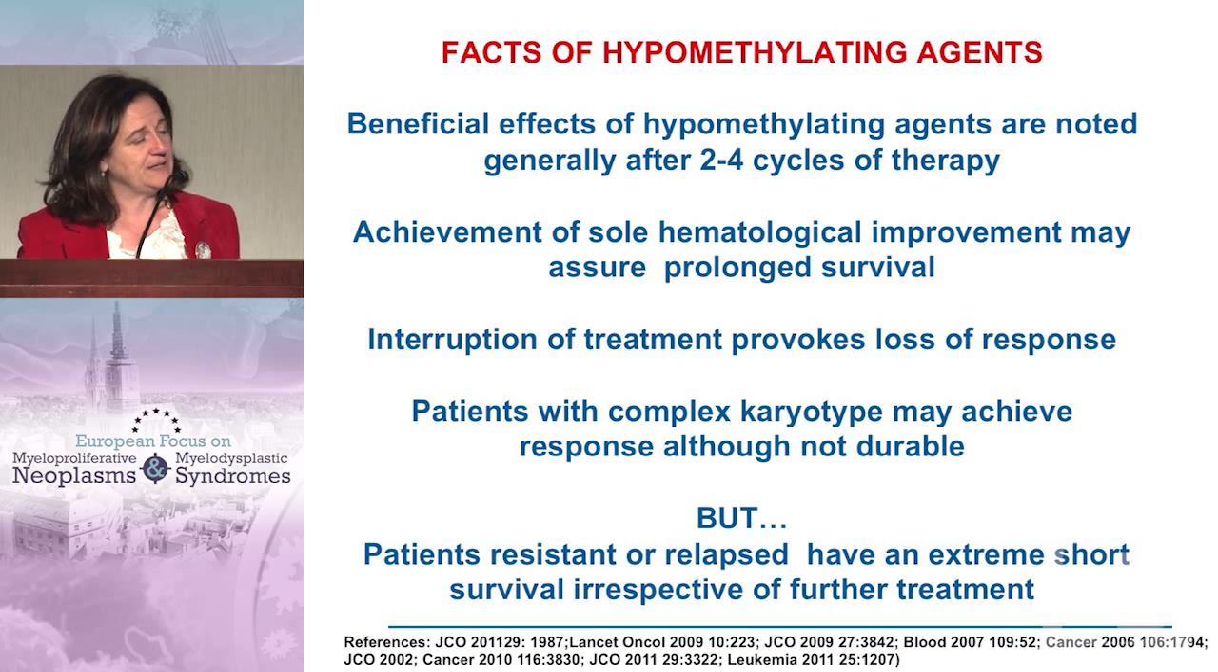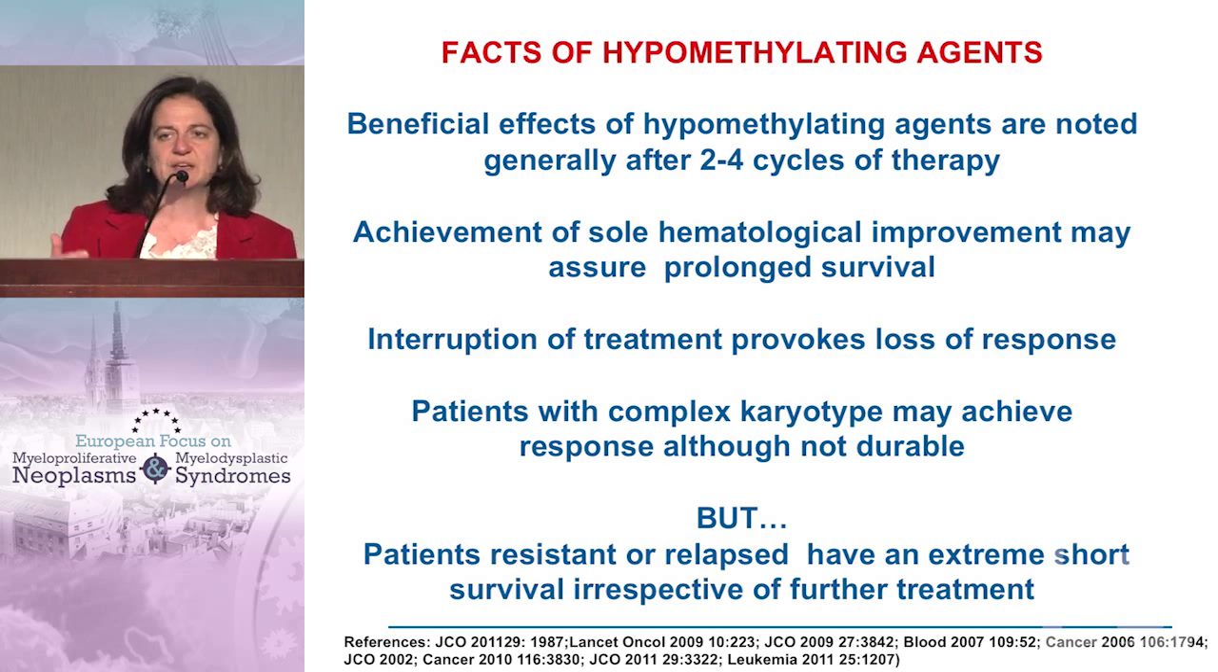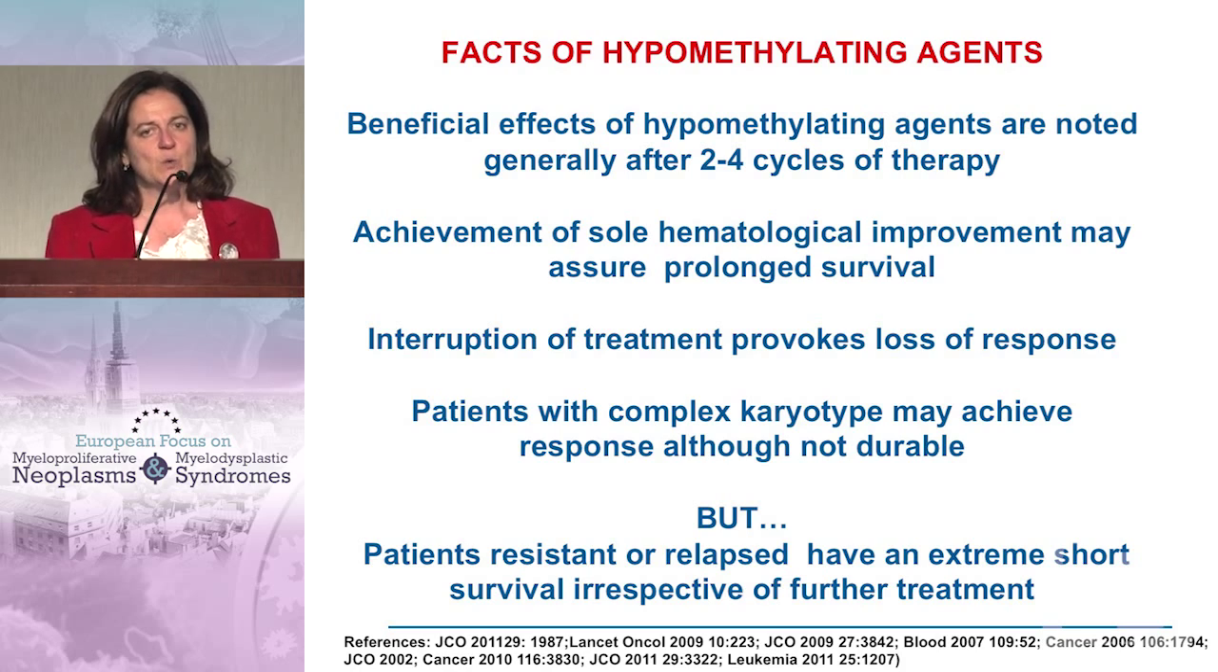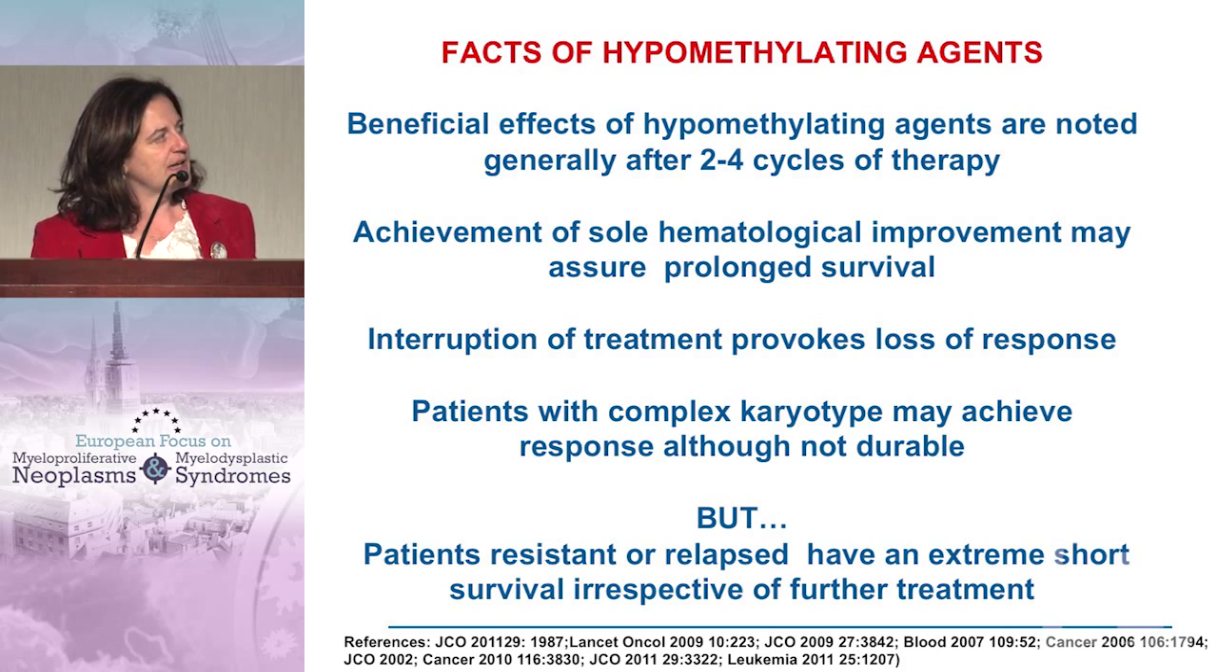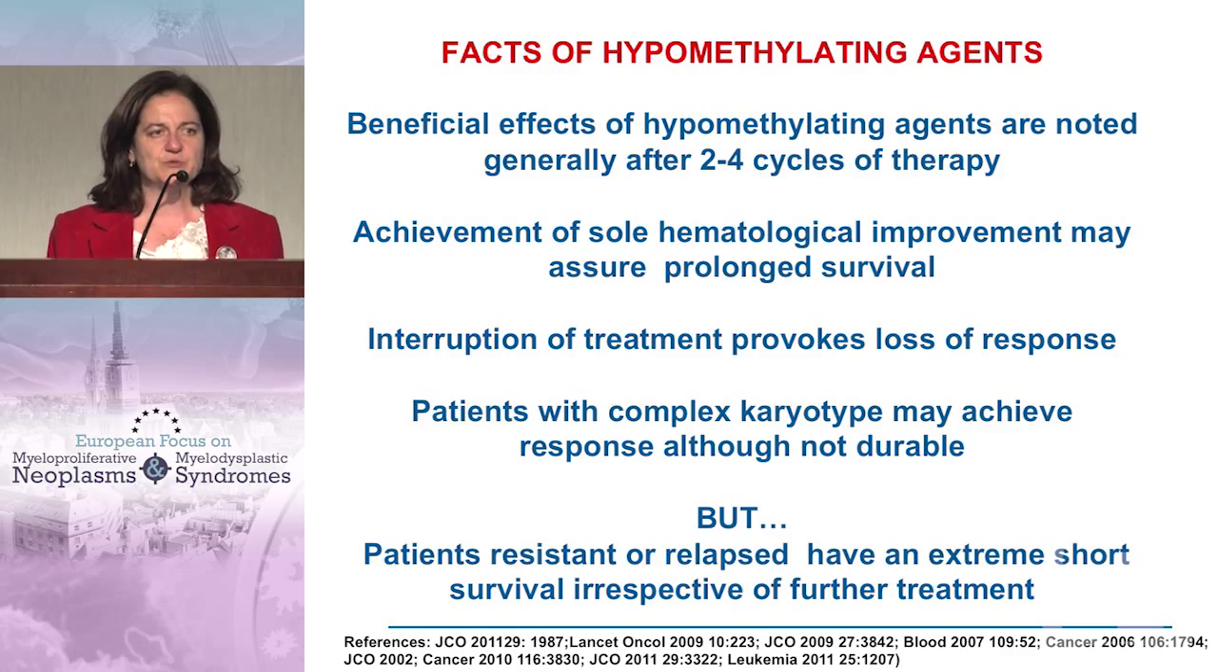We learned in this year many things. We learned that this kind of drug, and azacitidine in particular, doesn't work immediately. We have to wait at least 4 cycles to judge whether a patient is responding. We can achieve only hematological improvement and be happy with it. We don't look for CR. We do not want to interrupt the therapy because this causes loss of response. And of course, patients with complex karyotype may respond, but their response is very short. And I will touch upon all these problems in my talk.